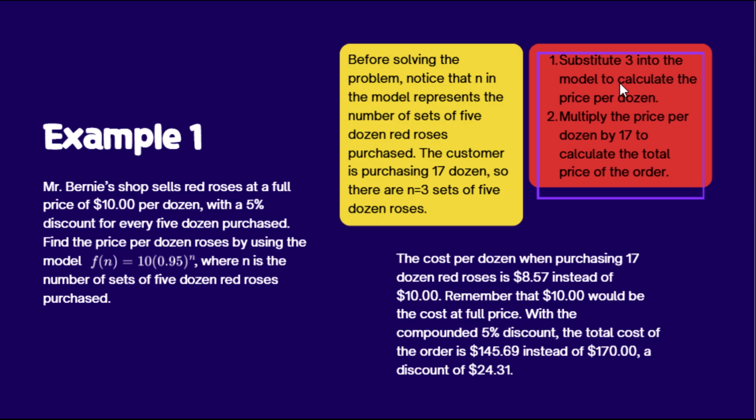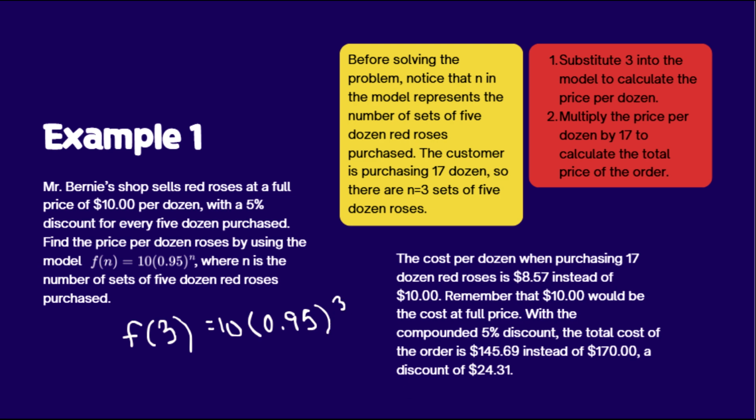So first, substitute 3 into the model to calculate the price per dozen, okay? We're going to do that down here. So we have our formula right here. I'm going to grab my markers if I can find them. Okay, and what we're going to do is take our formula and go f of, we have 3 sets of 5 dozen roses to get the discount. Okay, so we're doing f of 3 is equal to 10 times 0.95 raised to the 3rd power.